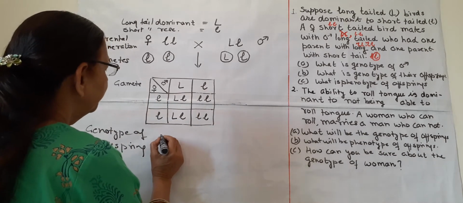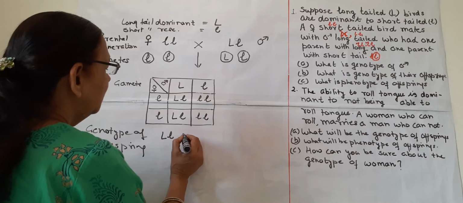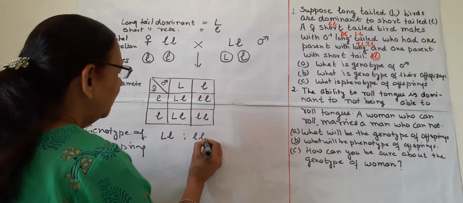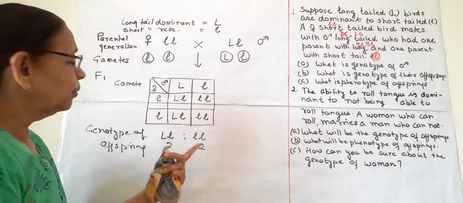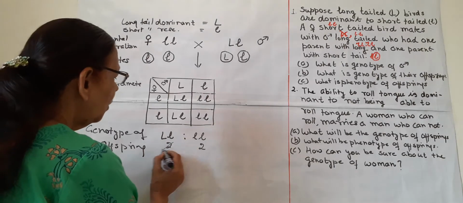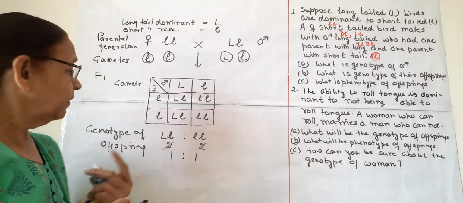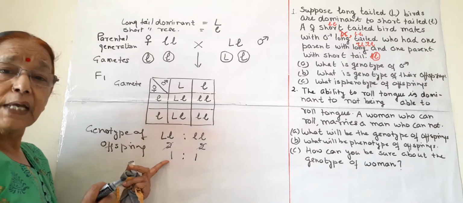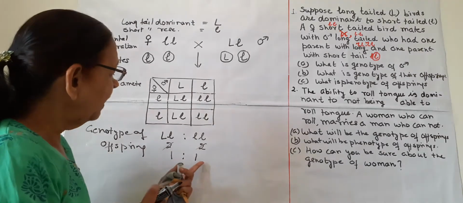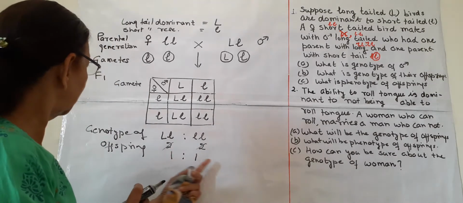What is the genotype of offsprings? 2 are Ll and 2 are ll. So these are 2 and these are 2. So the ratio is 2:2, or we can say the ratio is 1:1. So the genotypes are one heterozygous dominant and the other is homozygous recessive. So this is the genotype.